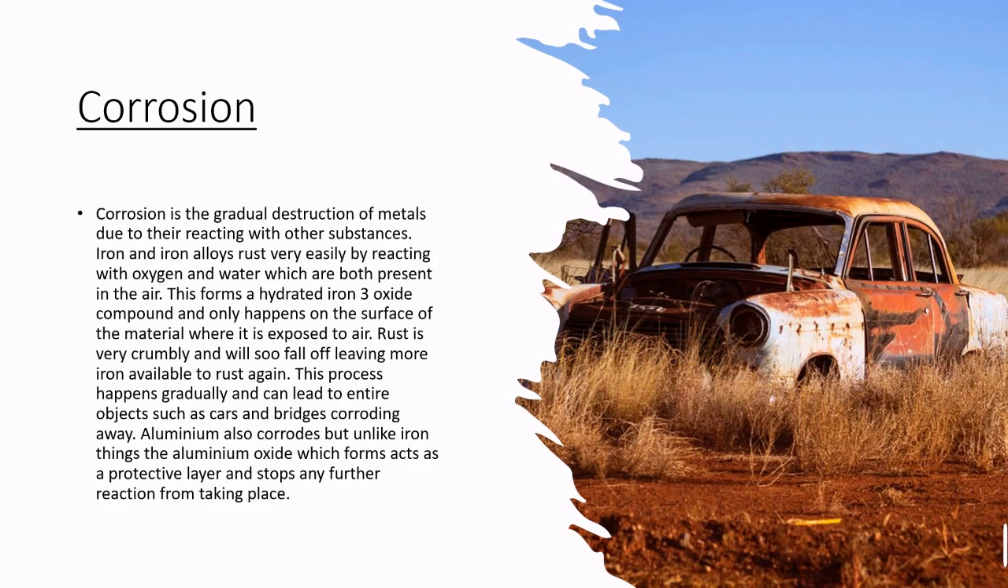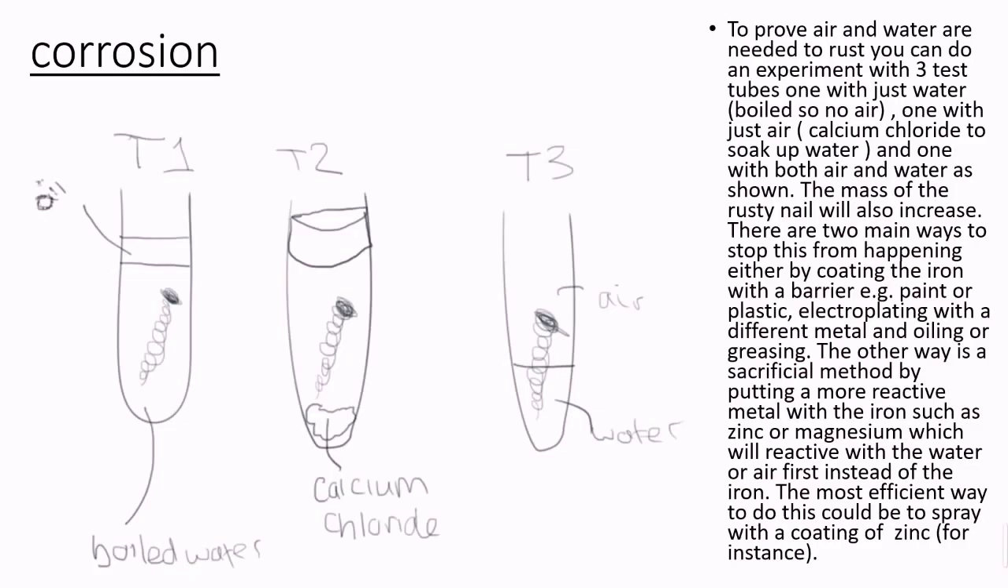Aluminium also corrodes, but unlike iron, the aluminium oxide that forms acts as a protective layer and stops any further reaction from taking place. To prove air and water are needed to rust, you can do an experiment with 3 test tubes. One with just water, boiled so it has no air in it, one with just air, with calcium chloride to soak up water, and one with both air and water, as shown. The mass of the rusty nail will also increase.